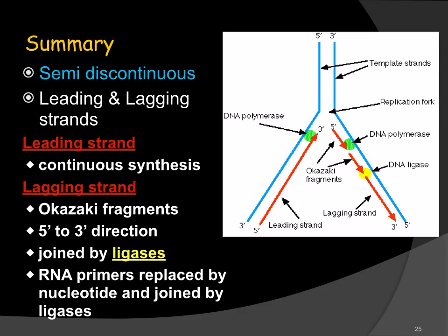Okay, what have we learnt in this lesson? Well, in summary, DNA replication is discontinuous. You have a leading and a lagging strand being synthesized at the same time. The leading strand undergoes continuous synthesis, while the lagging strand is made in Okazaki fragments. These are made in the 5' to 3' direction by DNA polymerase. The RNA primers get replaced by nucleotides and then joined to the rest of the strand by ligases.